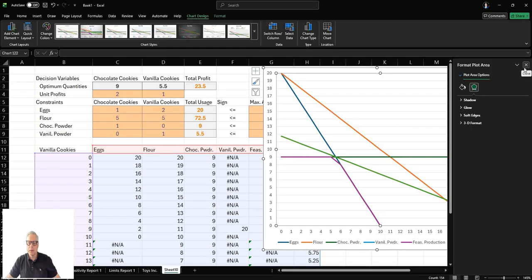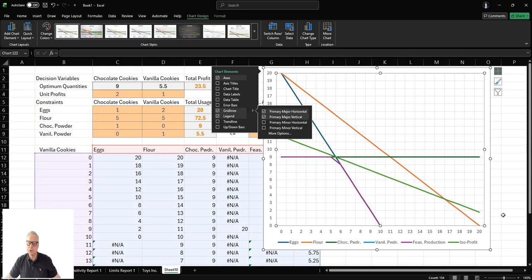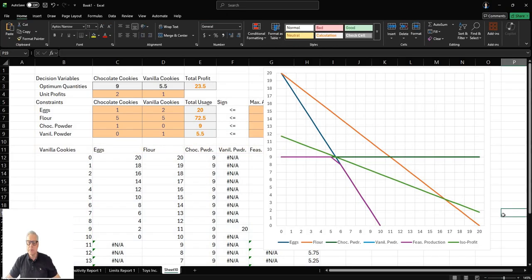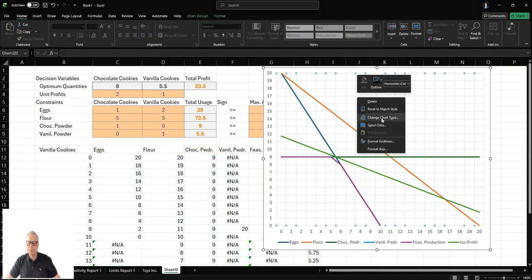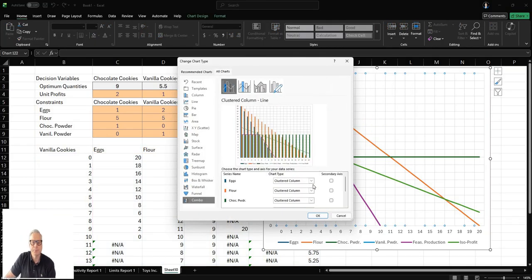And then maybe add grid lines. The vertical ones are still missing. And let's do again a combo chart. So change chart type to combo. So the X constraint, that should be a line.